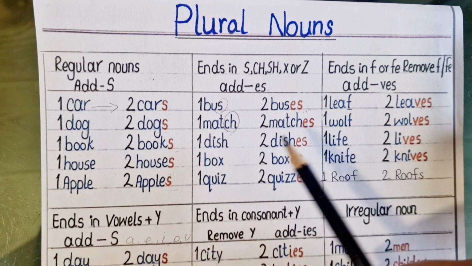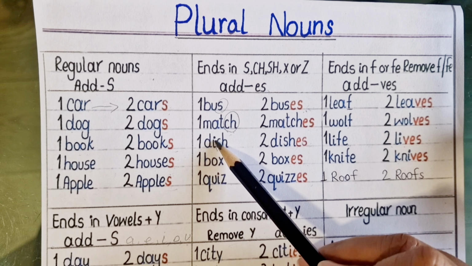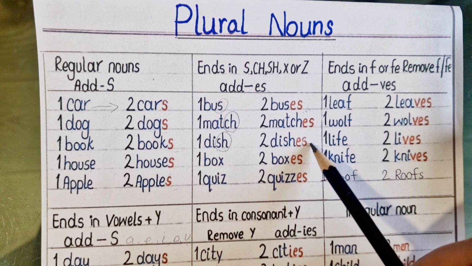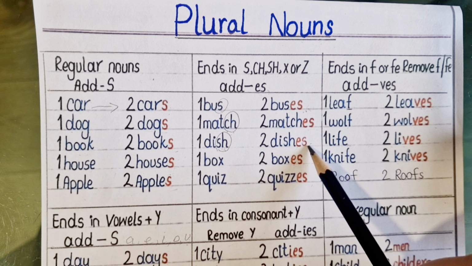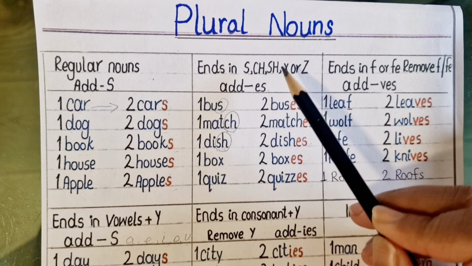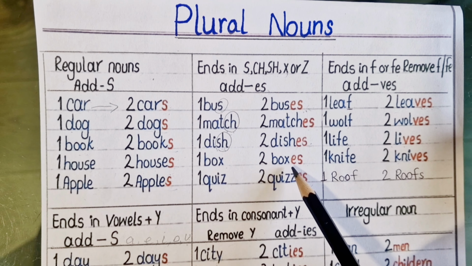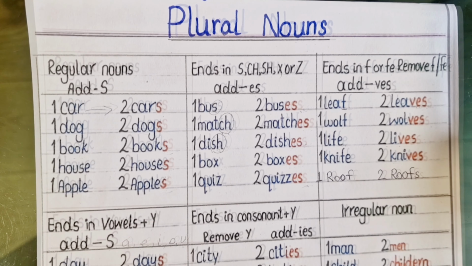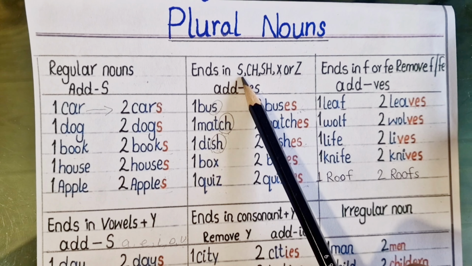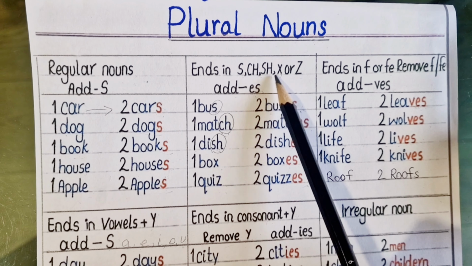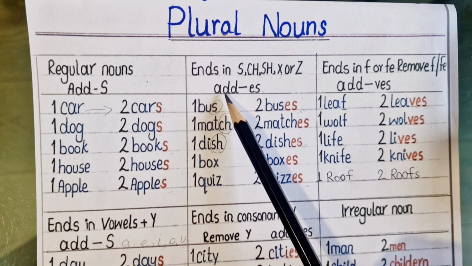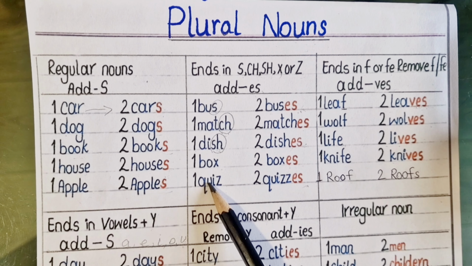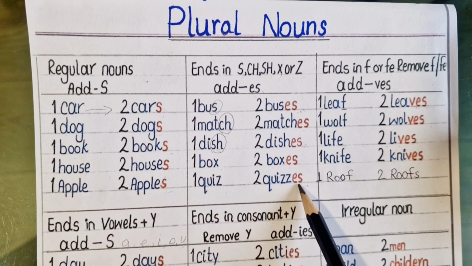So we will simply add ES to make a plural noun. Match, matches. Dish. In this word, this SH follows this rule. So we will simply add ES to make plural. Dish, dishes. Box. Same here, this rule. Boxes. Quiz, quizzes. So always remember, if a word ends with S, CH, SH, X or Z, then we will simply add ES to make a plural noun, and there will be no change in the base word. We will just simply add ES.